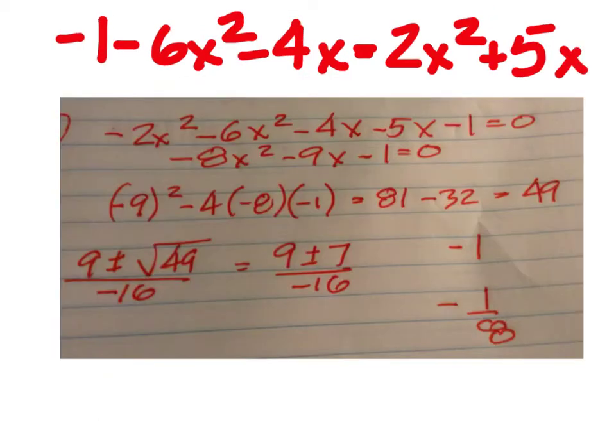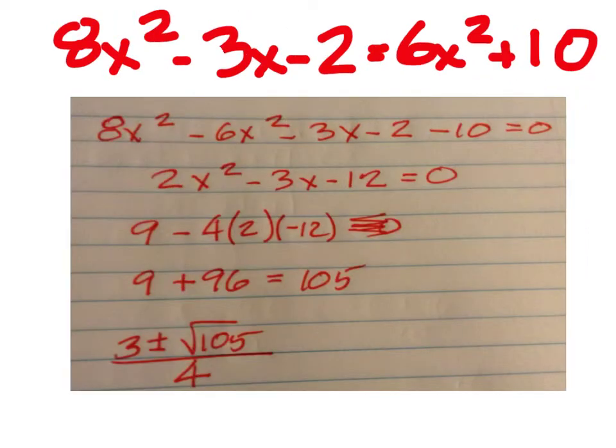When you put it in the right form, in the right order, you should come up with negative 8x squared minus 9x minus 1 equals 0. The discriminant is 49. That is really convenient because it's a perfect square. If you add 7, you get a negative 1 from the division. If you subtract 7, you get a negative 1/8.